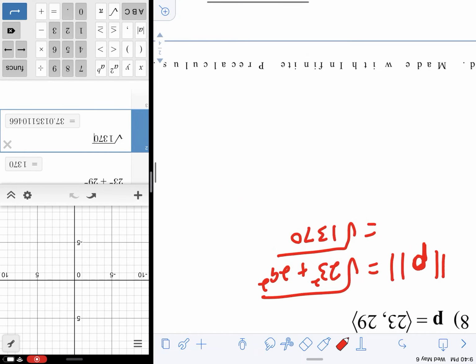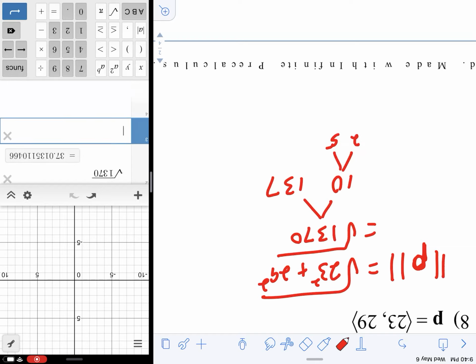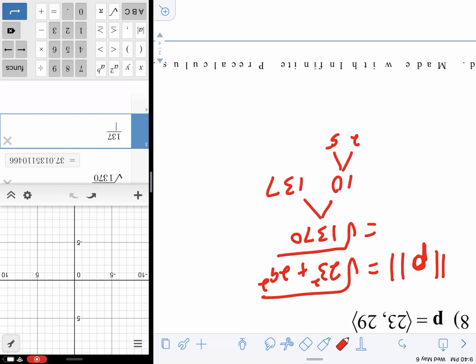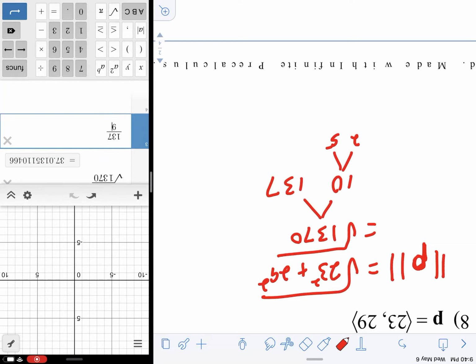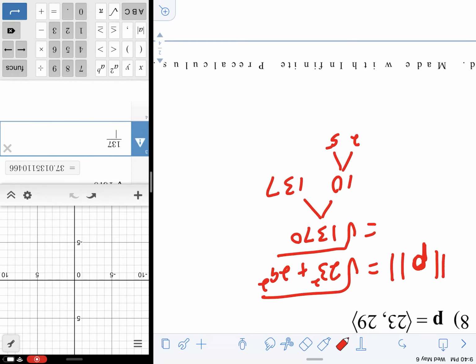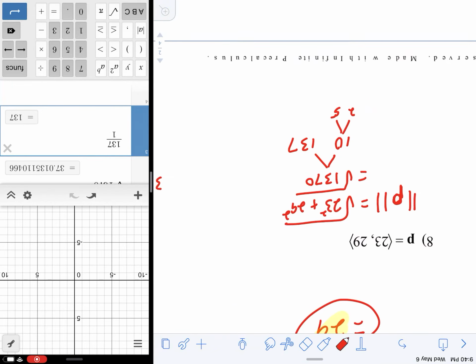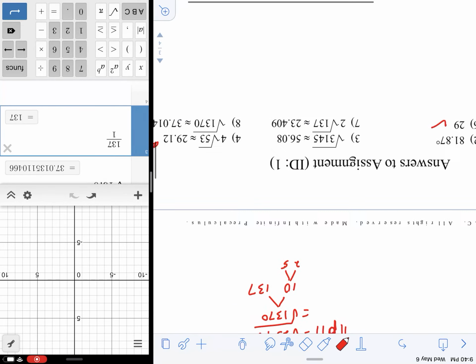37.01. But if we have to do the factor tree thing here, all right, a number that ends in 0, that's divisible by 10. And that's 2 times 5, but 137. Can you divide 137 by anything? 3, no. No even number. 5, no. 6, 7, 9, 11. All right, I'm thinking 1370 cannot be simplified into anything.